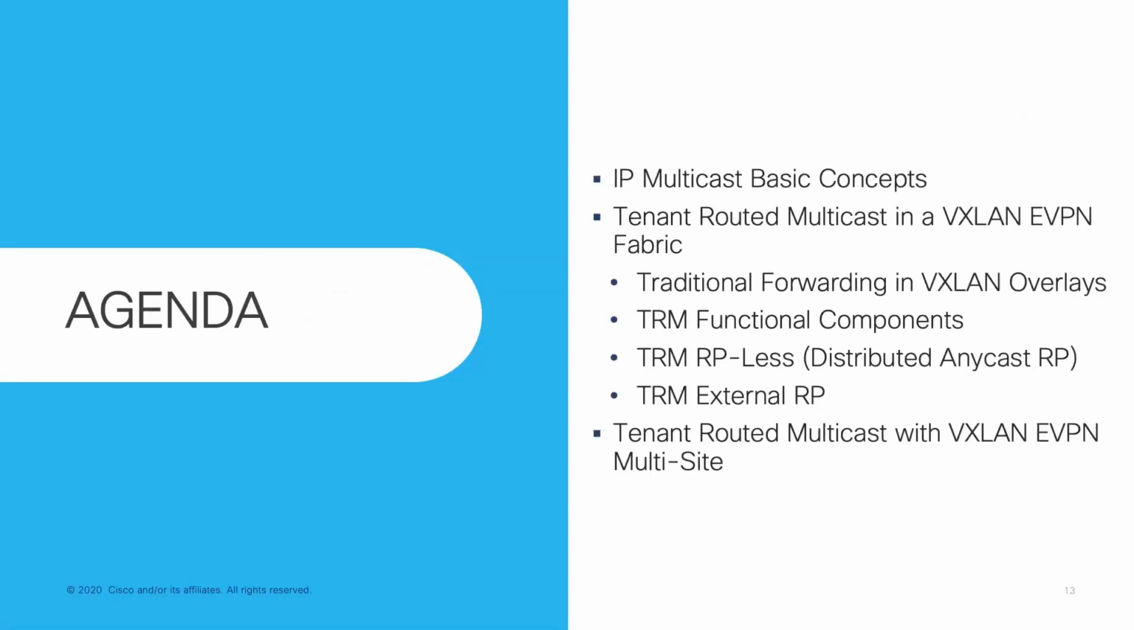Our agenda will look the following way. We cover quite a few basics related to multicast itself, just to be sure that everyone is on the same page and we're in sync. Then we'll jump to the concept of traditional forwarding within VXLAN, cover a couple of functional components, and then look more closely into the portfolio of the different solutions. Here we talk about the RPLS and external RP. The last but not least, and I think one of the most important, is the TRM implementation within multi-site. This is something where we have quite a lot of developments ongoing right now, and I believe you may one day enjoy what you see right now. Well, actually, in a couple of minutes.